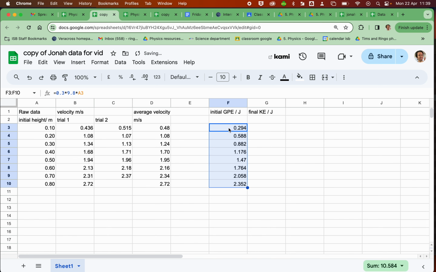Boom, look at that. It gives me all the gravitational potential energies. Again, it gives me a mishmash of numbers of decimal places. I don't like that, so I'm going to make them all 2 decimal places.